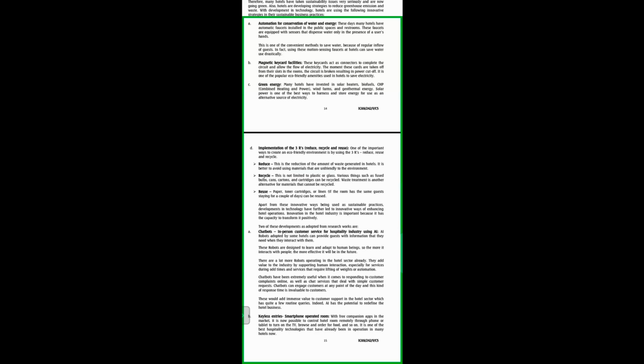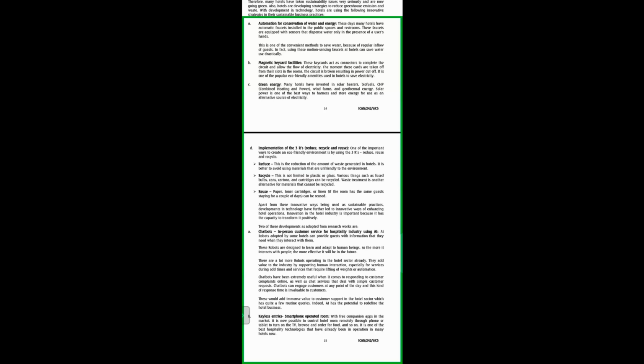Apart from these innovative ways being used as sustainable practices, developments in technology have further led to innovative ways of enhancing hotel operations. Innovation in the hotel industry is important because it has the capacity to transform it positively. Two of these developments, as adopted from research work, are: A. Chatbot, in-person customer service for the hospitality industry using AI.